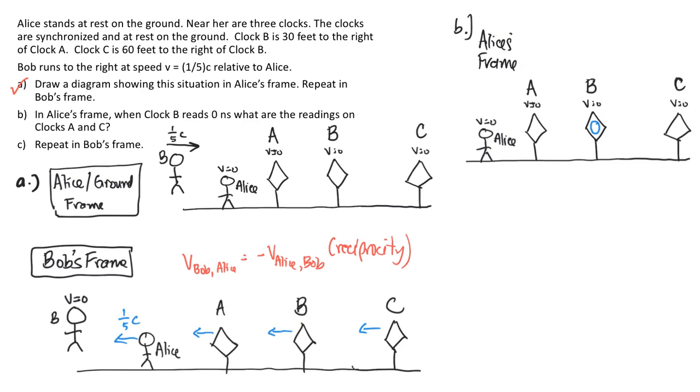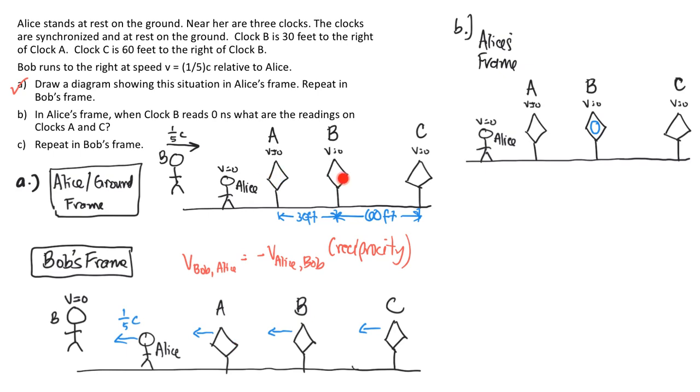Oh, sorry, I should go back to part A and make sure that I label some relevant quantities here. So we know that there's a 30-foot gap between A and B and a 60-foot gap between B and C. Now, we haven't covered length contraction yet, but what we're going to see is that moving objects are shorter than those objects at rest, and that includes the gaps between objects.